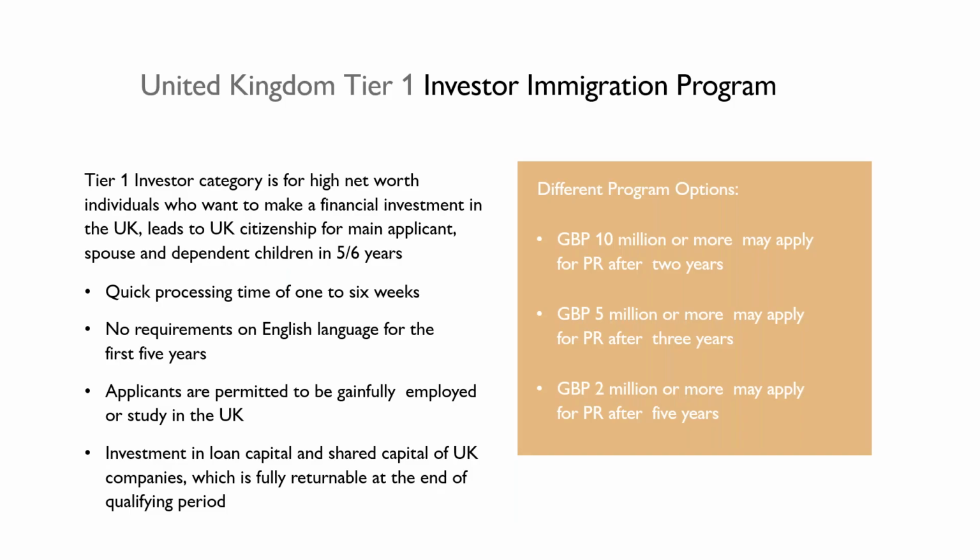The Tier 1 Investor was introduced more than 15 years ago. It was created specifically for high net worth individuals. The minimum required investment under this option is £2 million, provided in UK loan capital and share capital of active and trading UK companies. The whole family, which is the main applicant, spouse and children under 18, can come to the UK, settle, and qualify for permanent residence after 5 years and 12 months later for citizenship. There's no English language requirement for the first 5 years.